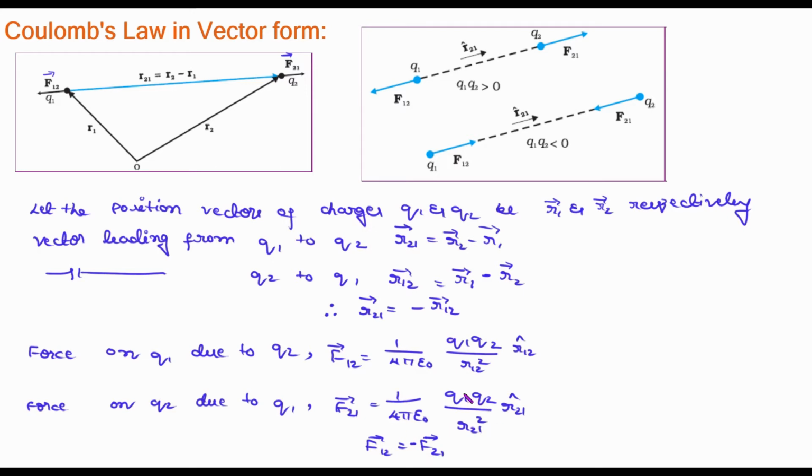Very easy. So write the position vectors: r21 is equal to minus of r12 vectors. Then write the force experienced by q1 due to q2, and also the force experienced by q2 due to q1, and write that this equals minus of this. That is Coulomb's law in its vector form.